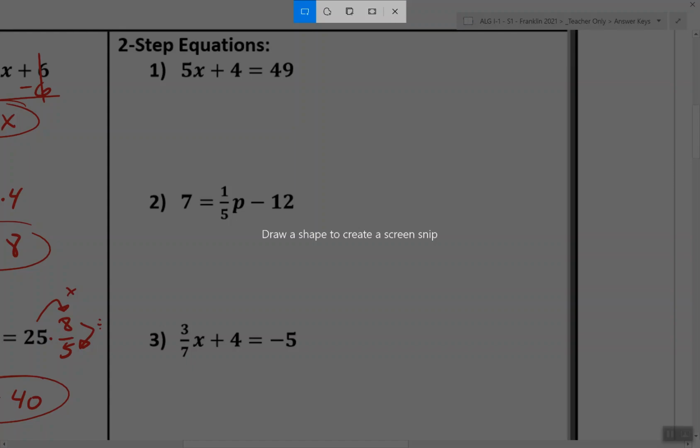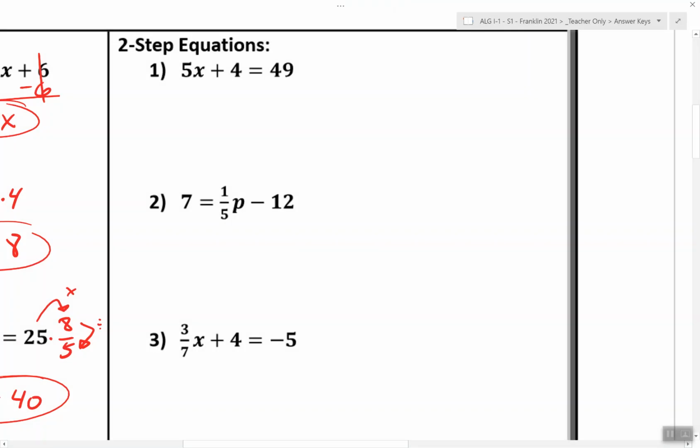So what we're going to be doing is undoing those operations in the reverse order. So you're going to start with the addition problem and then get to the division problem. So this is sort of working in reverse order of operations. So for number 1, we're going to leave the 5x alone for now, and first we'll subtract 4.